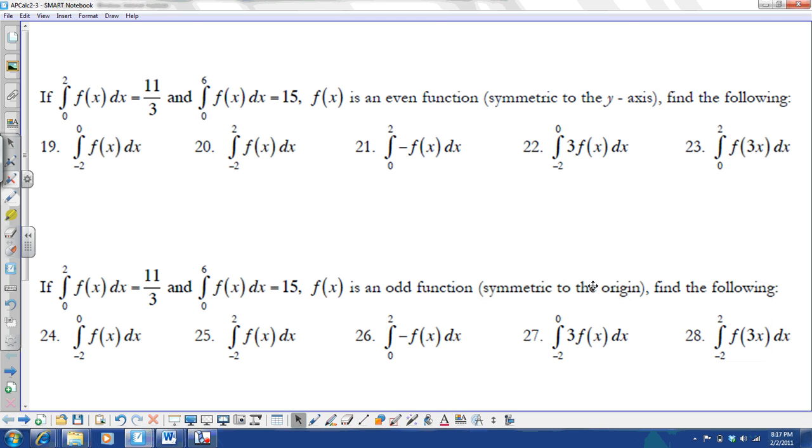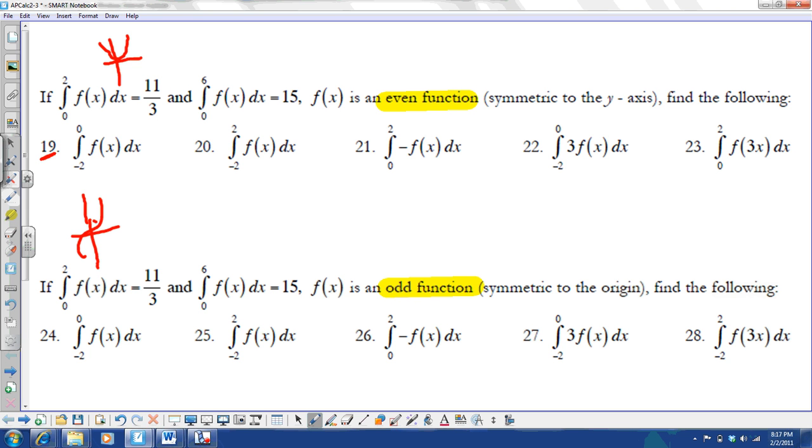Okay, let's take a look at 19 through 28. First off, make sure you pay attention that numbers 19 through 23 are talking about even functions, and 24 through 28 are talking about odd functions. It might help then to have a picture of an even function and odd function in front of you, so you remember what they look like. Just your very basic even and odd function, your cubic and your x squared, your parabola.